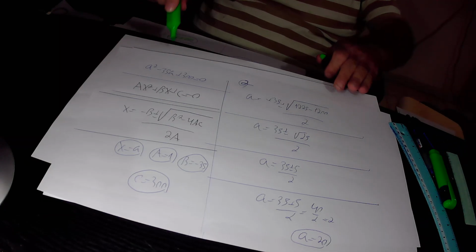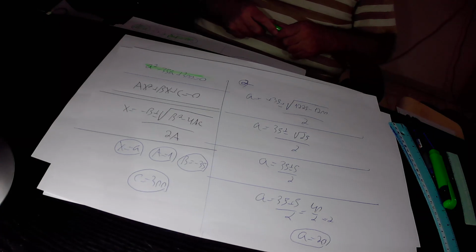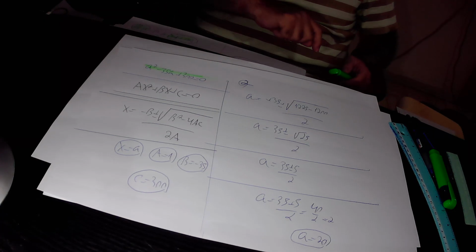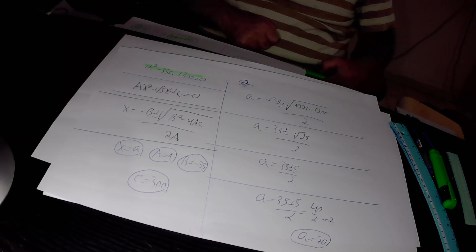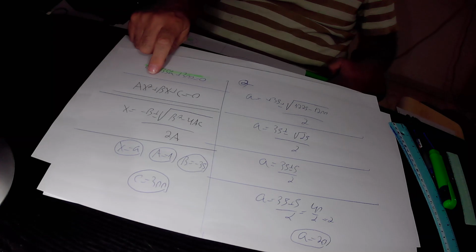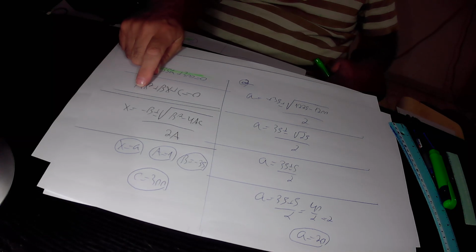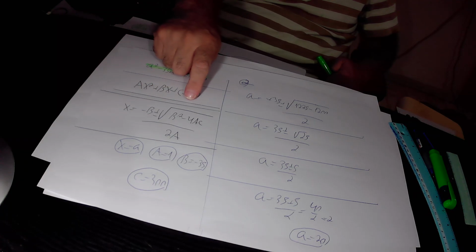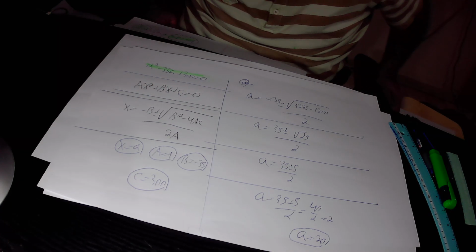So actually, this is a quadratic equation, and the general form of a quadratic equation is ax squared plus bx plus c equals 0. Here a, b, and c are the coefficients of this quadratic equation, and x is the variable that we are looking for. And we find the value of x according to the following formula: x equals minus b plus minus square root of b squared minus 4ac over 2a.